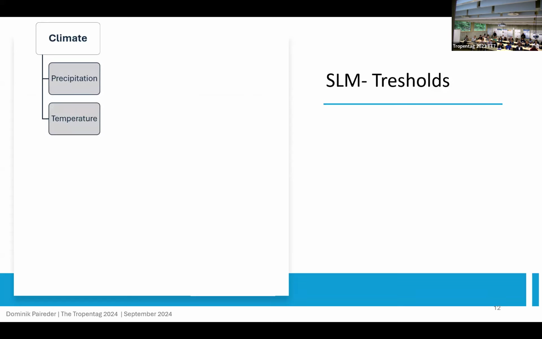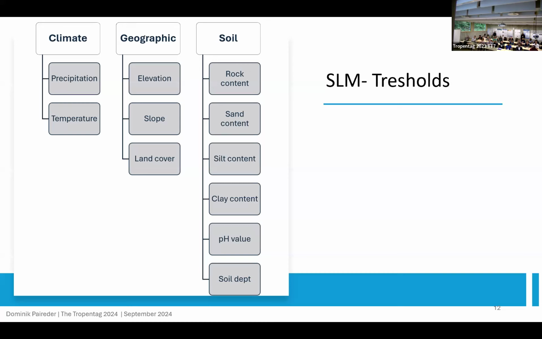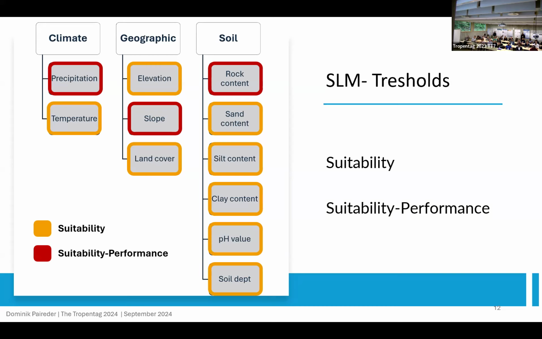The thresholds. We call them climate ones: precipitation and temperature. Then we have the geographic ones, or however you want to call it: the elevation, the slope, and also the land cover. And we also have the soil information itself: rock, sand, silt, clay, pH, and also the soil depth. In future, also soil moisture, runoff, and so on, but they are working on that right now. Some of those are just for suitability, so it's 1 or 0: is it possible or not? And some of them are for the performance of the SLM methods themselves. The red ones, you can see, are also necessary especially for the performance.